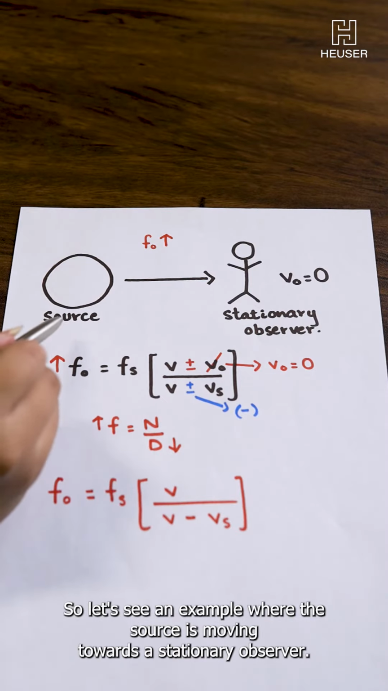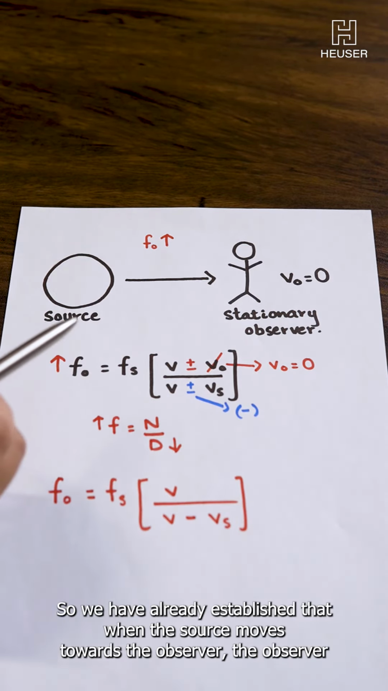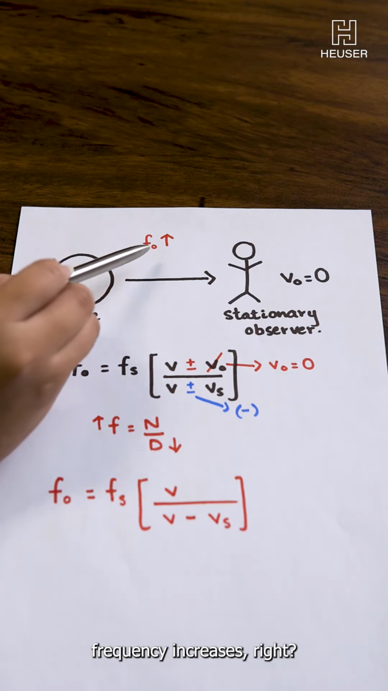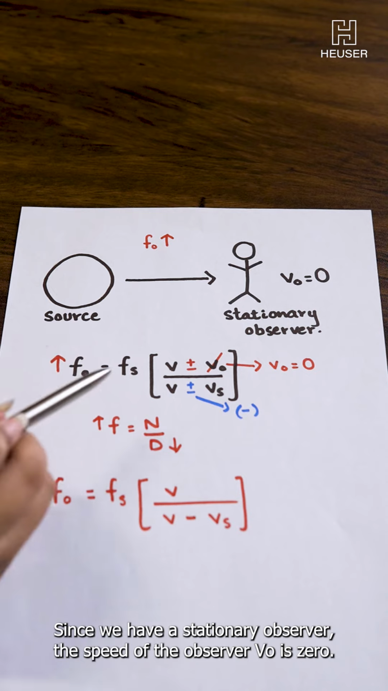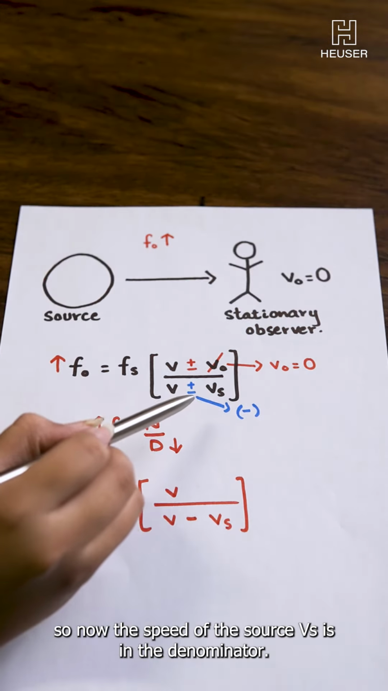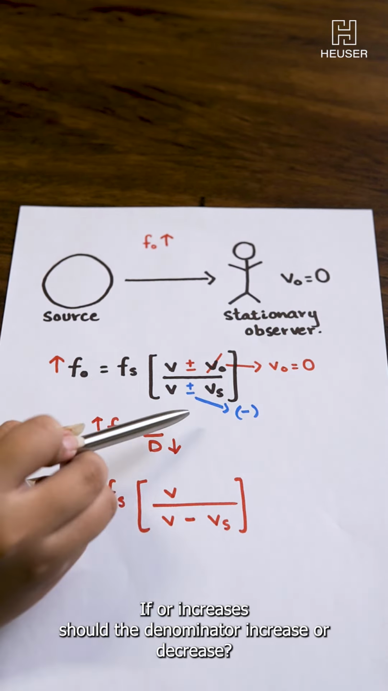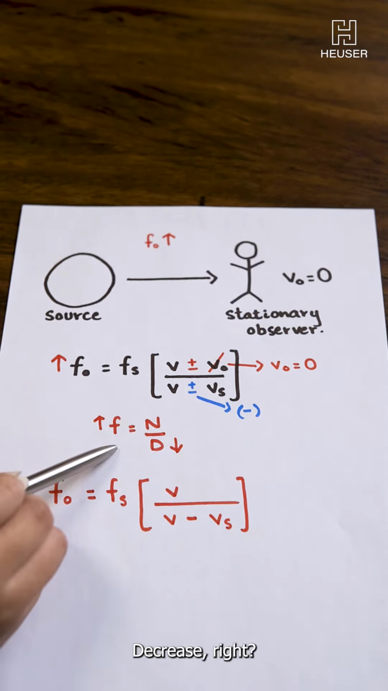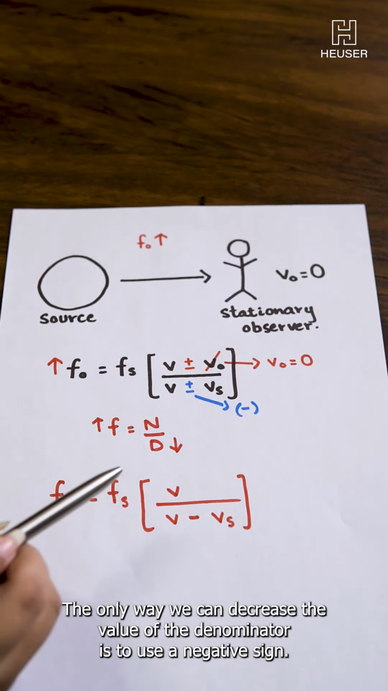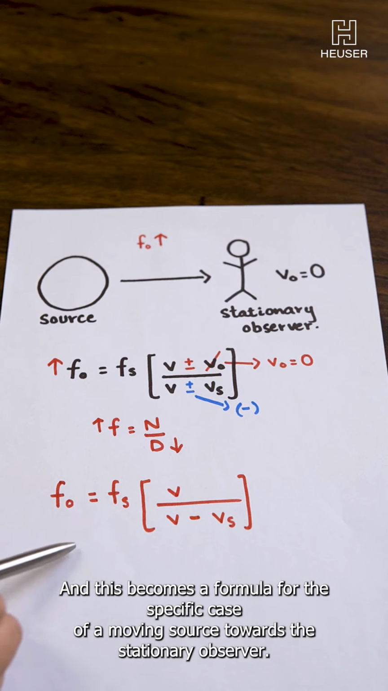So let's see an example where the source is moving towards a stationary observer. We have already established that when the source moves towards the observer, the observed frequency increases, right? Since we have a stationary observer, the speed of the observer, VO, is 0. So now the speed of the source, Vs, is in the denominator. If FO increases, should the denominator increase or decrease? Decrease, right? The only way we can decrease the value of the denominator is to use a negative sign, and this becomes your formula for the specific case of a moving source towards the stationary observer.